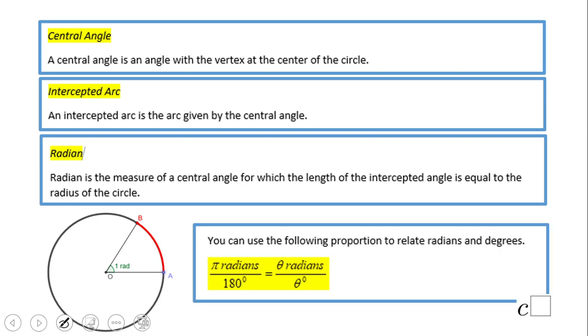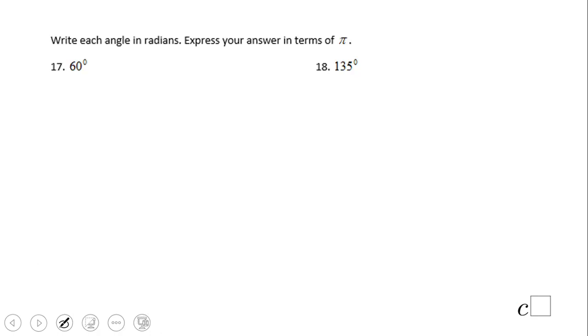And now let's take a look. This is the formula you can use for switching from radians to degrees, or degrees to radians, depending on how you want. I usually use this one to go from degrees to radians, like in these two examples. So let's take a look at how I do it. If you remember, pi means 180 degrees. I'm looking for how many radians will be 60 degrees.